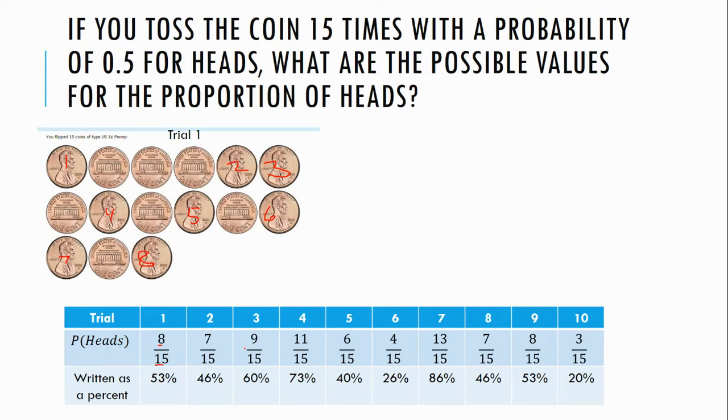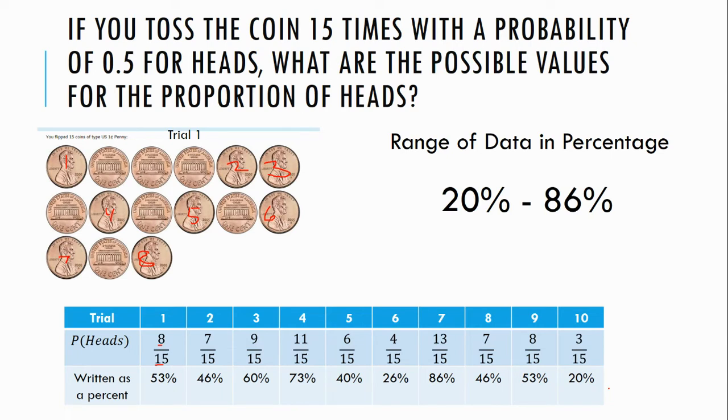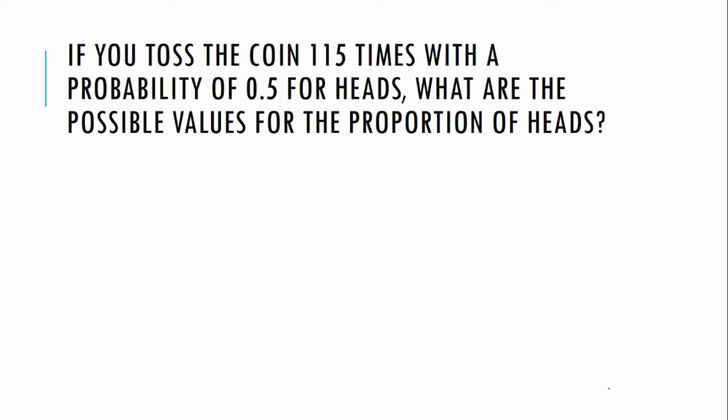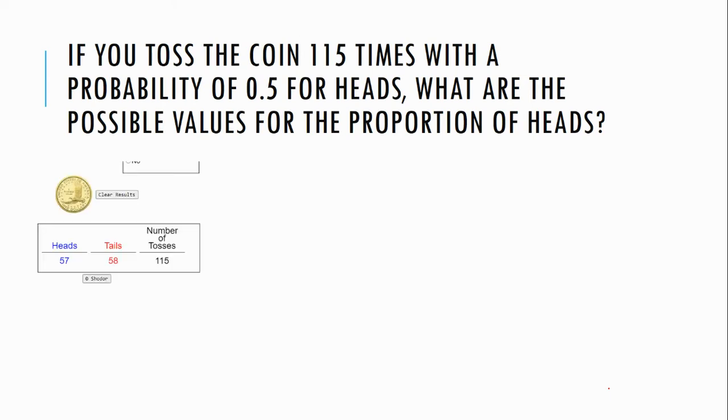And if I continue the process and did 10 more trials, I got 46% heads, 60% heads, 73% heads. I even did it one time and got 86% heads, and then one time I had 20% heads. So if I look at my range of data in percentages, my lowest was 20 and my biggest was 86. Okay, so now let's toss the coin 115 times.